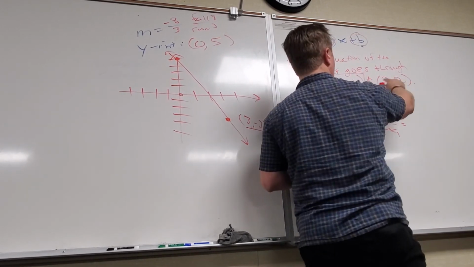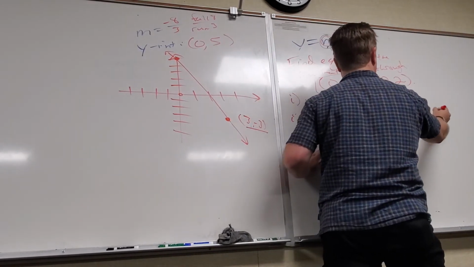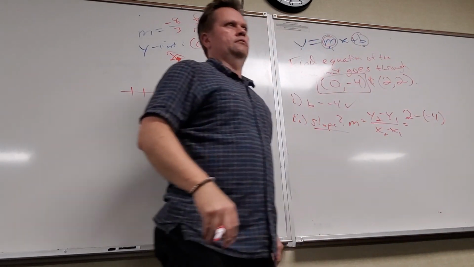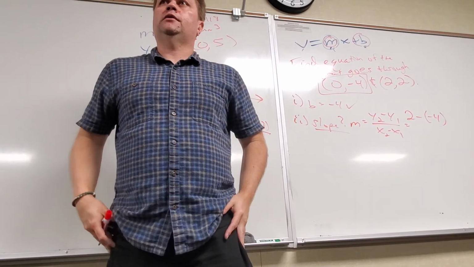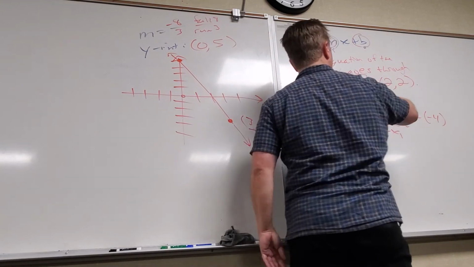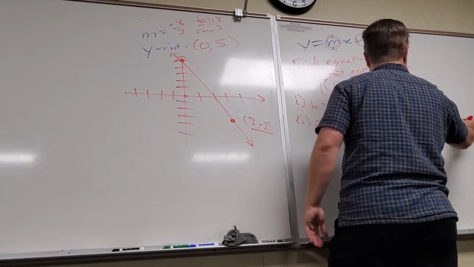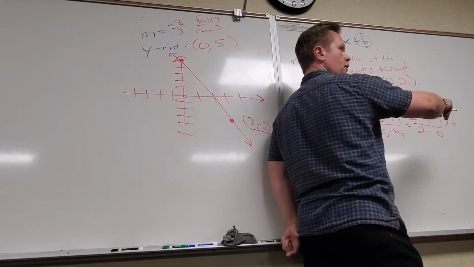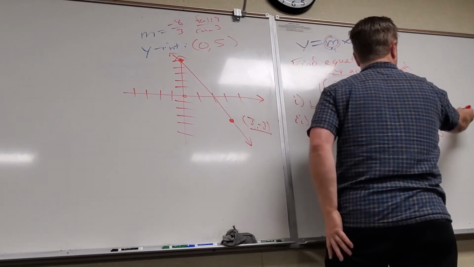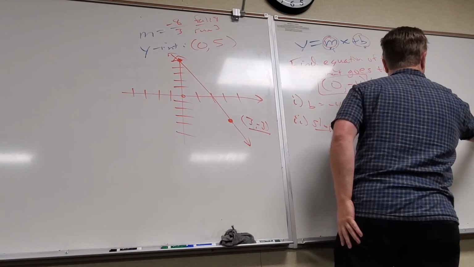So I can do 2 minus -4. Some of us had trouble with this. Two negatives make a positive, right? 2 minus -4, and then over 2 minus 0. So it's always the y's on top. What's 2 minus -4? 6 over 2 is 3.